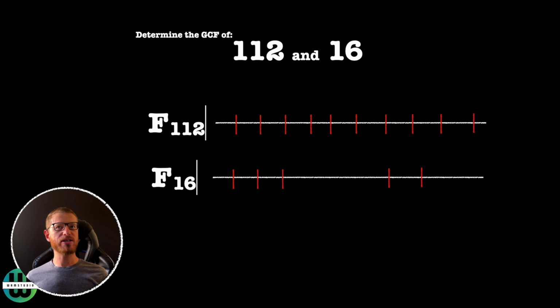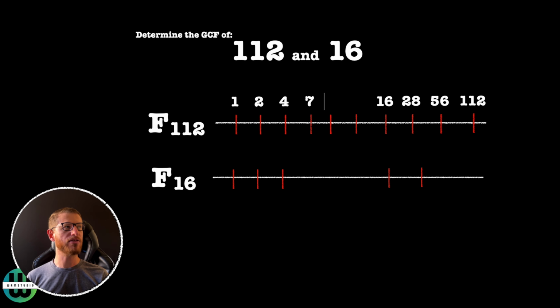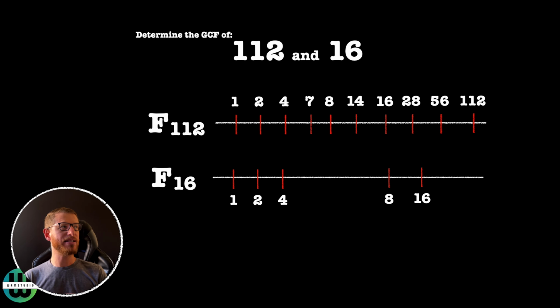Now let's work out the GCF of 112 and 16, a larger number and a smaller number. So again, using my factor rules, I'm going to work out the factors of each number. The factors of 112 will be 1, 112, 2, 56, 4, 28, 7 and 16, and 8 and 14. The factors of 16 would be 1, 16, 2, 8, and 4. The greatest common factor between these will be 16, meaning that the greatest common factor of 112 and 16 will be 16.